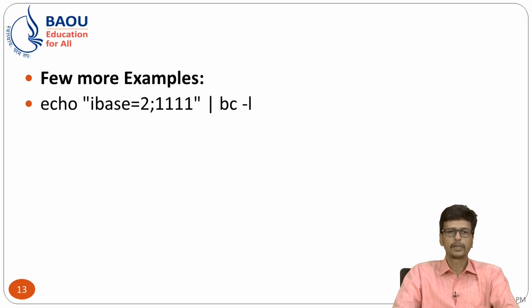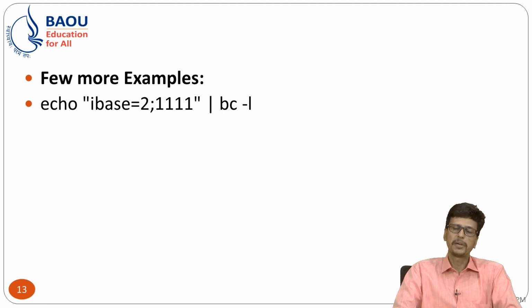ibase=2, 1111, bc, and then after the option -l, and the default base is decimal. So it will convert that data into decimal. So if you want to convert binary to decimal, you have to use this command.